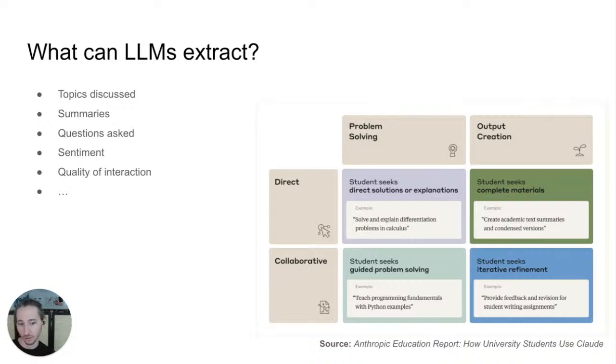Anthropic, in their education report in early April, has this nice 2 by 2 where they label conversations as either direct or collaborative, and then problem solving or output creation. I'd recommend you give that blog post a read.